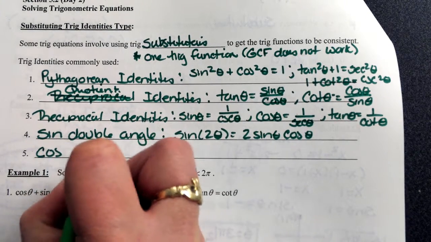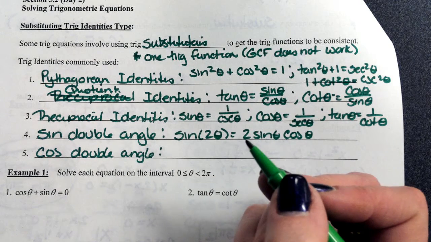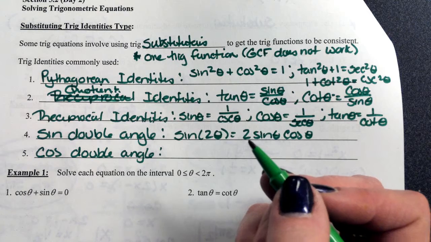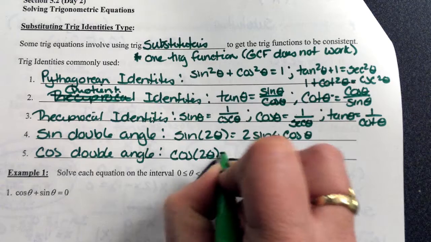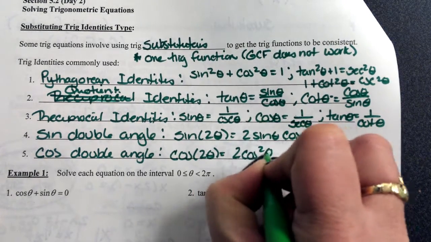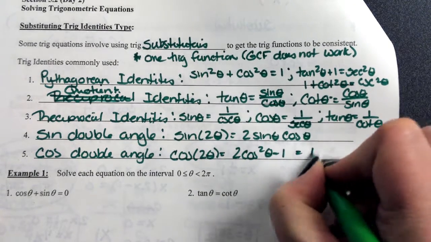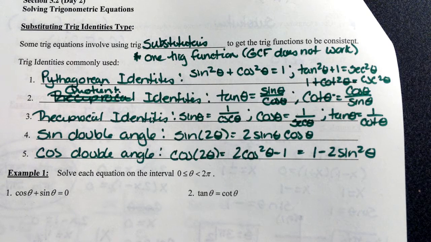And then the last one, the cosine double angle. Remember, you've got 3 variations of the cosine double angle formula if you look on your blue sheet. And that is the cosine of 2 theta is equal to 2 cosine squared theta minus 1, which is equal to 1 minus 2 sine squared theta. And then you also have the cosine squared minus sine squared variation as well. So these are very common trig identity substitutions that we'll be looking at when we have to solve some trig equations.